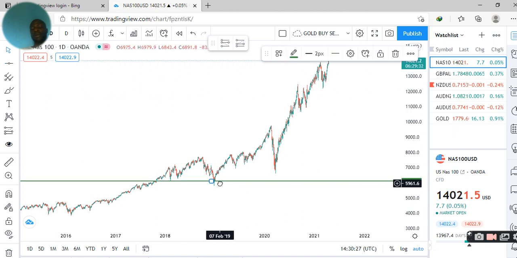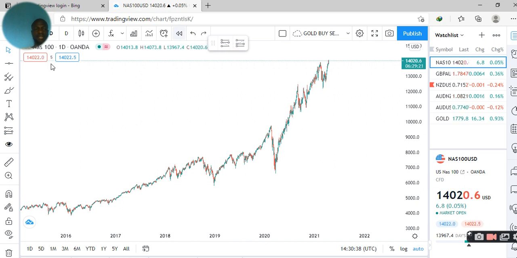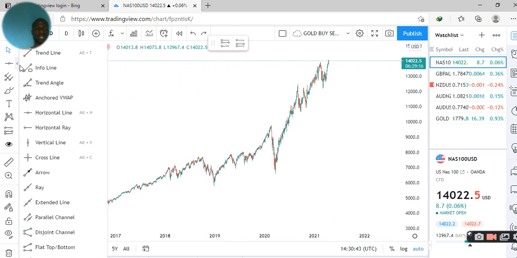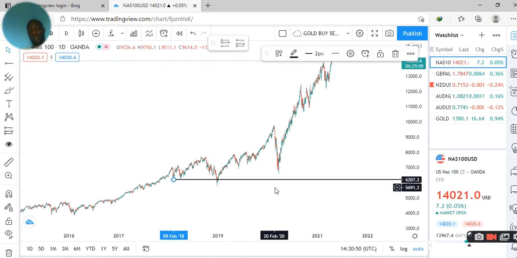And remember, whenever you want to draw your support and resistance, always look at something that at least has a few touches, which provides you with a little bit more confidence. The more touches it has, the more significant that area is. So let's get this and place it there.